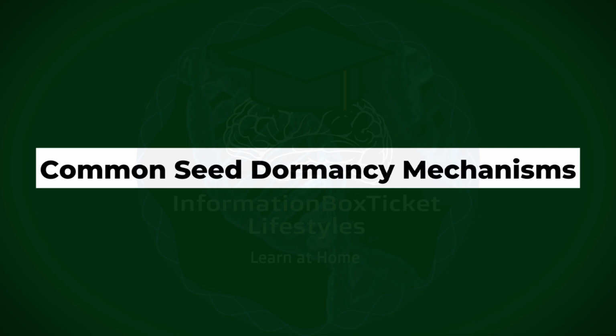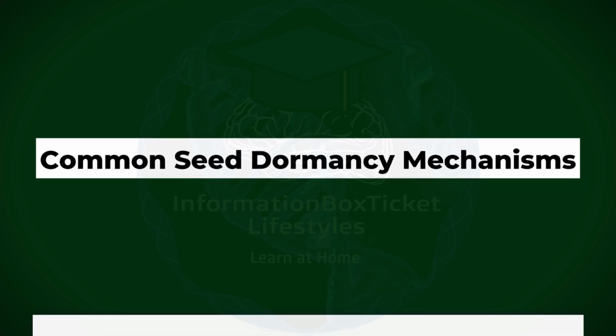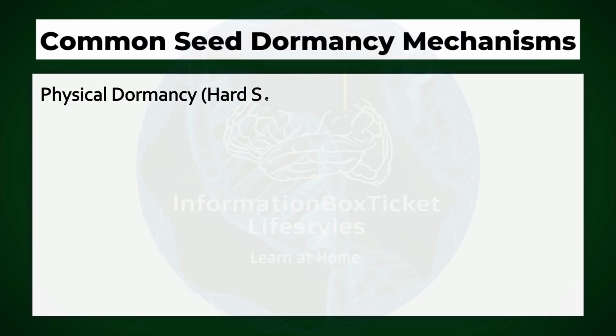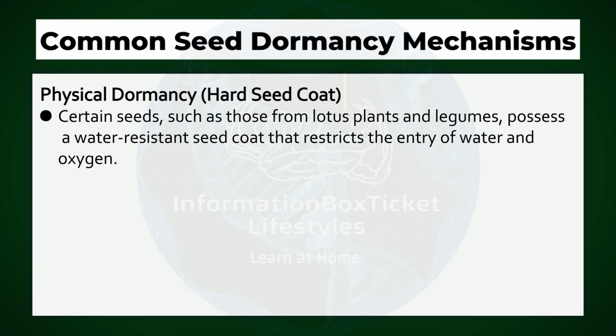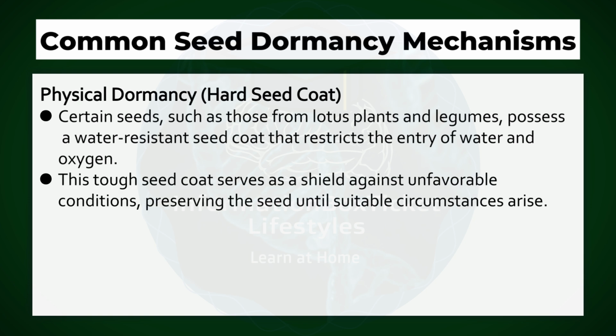Common seed dormancy mechanisms. Physical dormancy, hard seed coat. Certain seeds, such as those from lotus plants and legumes, possess a water-resistant seed coat that restricts the entry of water and oxygen. This tough seed coat serves as a shield against unfavorable conditions, preserving the seed until suitable circumstances arise.